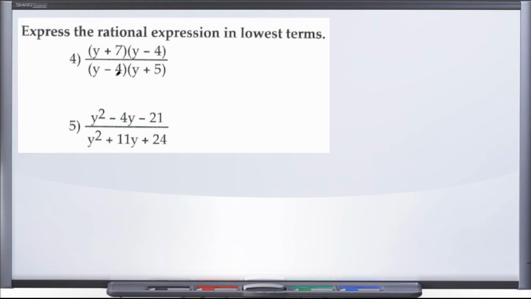And in number 4, a lot of the work has already been done for us because we can clearly see the factors that are going to cancel or divide out. So let's take a look. We have y plus 7, y minus 4 in our numerator, y minus 4, y plus 5 in our denominator. And remember, you can only cancel factors that are exactly the same. So which factors in our numerator and denominator are going to cancel?